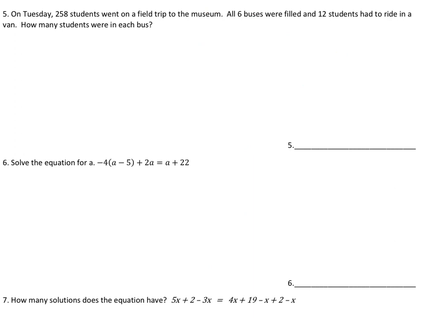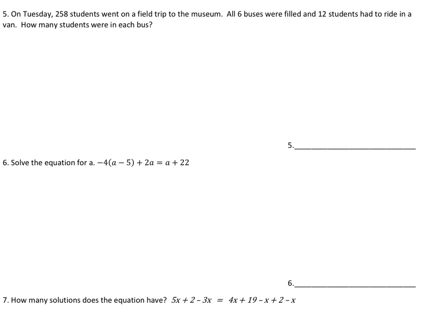Number 5. On Tuesday, 258 students went on a field trip to the museum. All 6 buses were filled and 12 students had to ride in a van. How many students were in each bus? Take a minute and compare your answers for this one with your neighbors. Alright, let's look at what's happening on this problem.